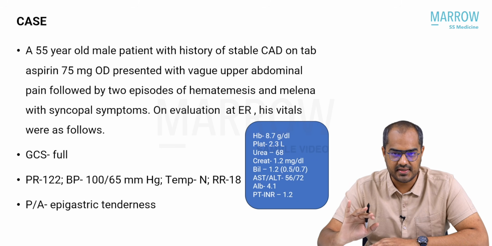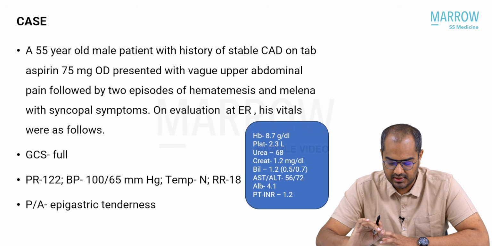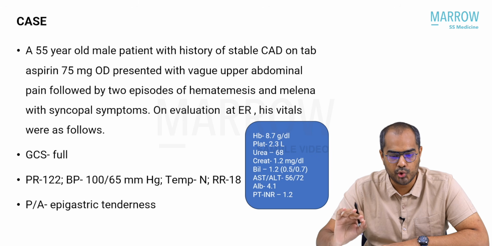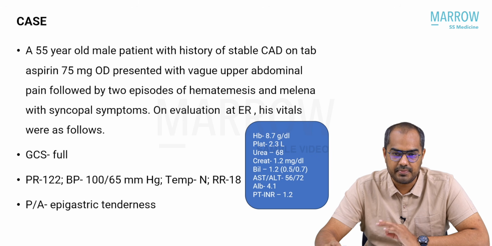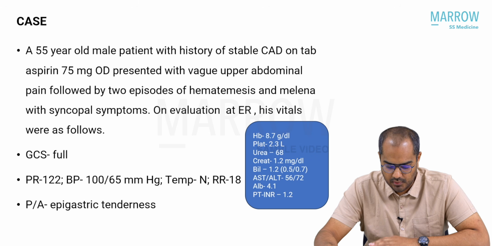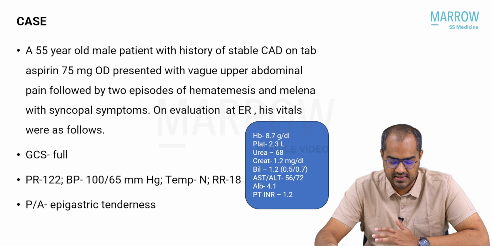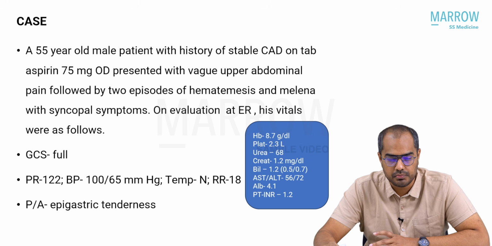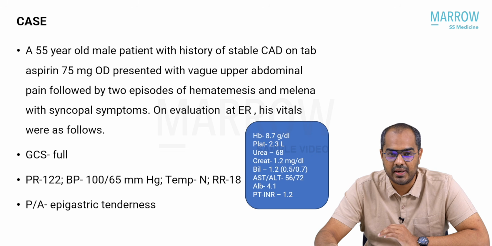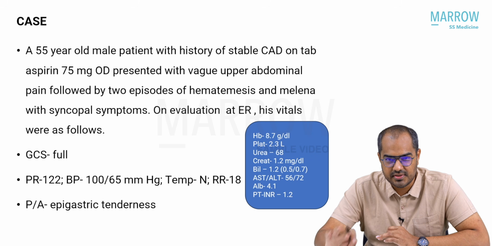So this is the case scenario. This is an elderly gentleman. He has a history of stable coronary artery disease. He's on a single antiplatelet, a low dose of 75 milligrams. He presents to you with upper abdominal pain as well as 2 episodes of hematemesis and melena with syncopal symptoms. On evaluation, his GCS is okay, his pulse rate is 122, BP is 165, temperature is normal, there is mild epigastric tenderness. So this is the clinical situation.